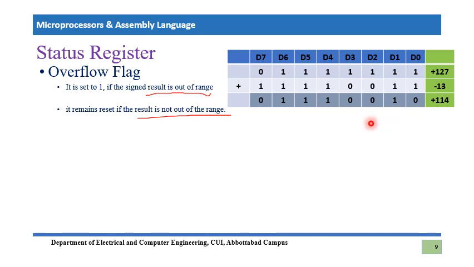Furthermore, one can clearly see that these 7 bits will be responsible for the range, and the maximum range is from minus 128 to, if you remember, plus 127. So this number 114, which is positive, falls in this category. So the number is not out of range. So in this calculation, the OV flag, we are talking about the overflow flag, becomes equal to 0 because there is no range issue here, right?